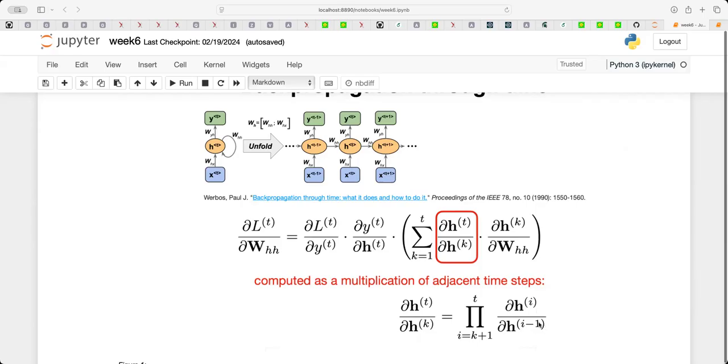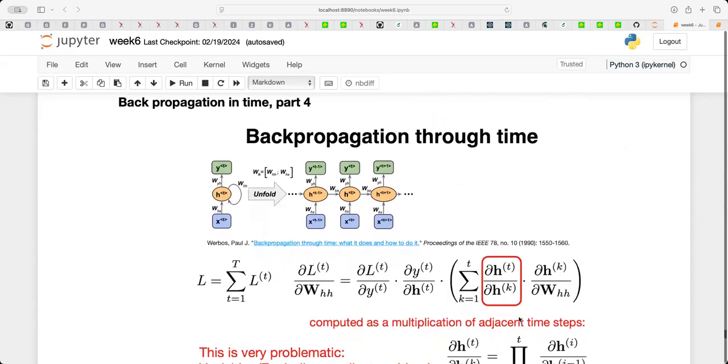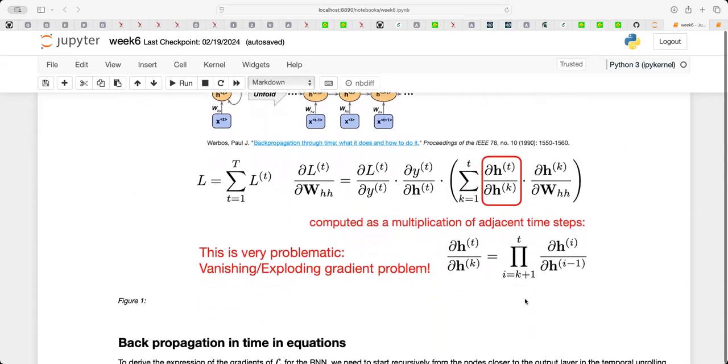So that means that you have lots of derivatives which you multiply with each other. This is something you would not have in a standard neural network, because now you're connecting these, i minus 1 and i, which are at different time steps. And that is what causes a problem with exploding or vanishing gradients. So let's take a look at why this is actually a problem, with a simple example.